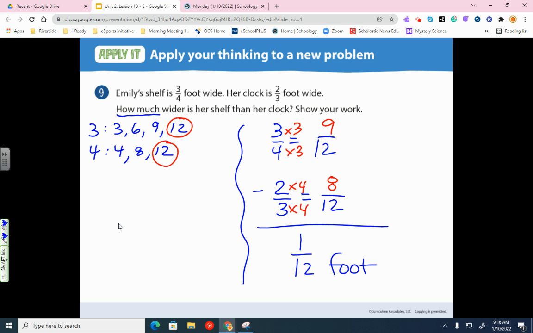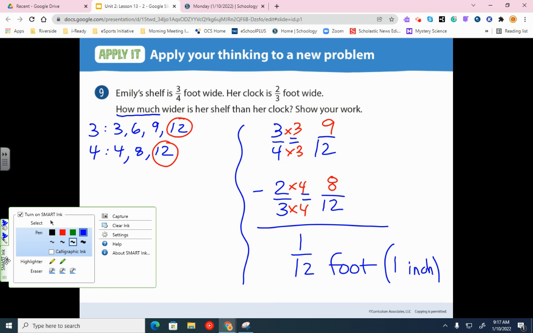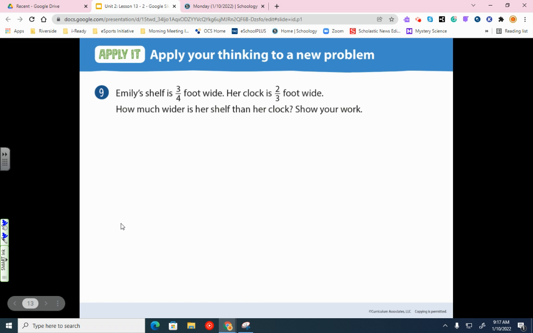And just as an aside, 1/12 of a foot is actually 1 inch because there's 12 inches in 1 foot. So as a fun fact, let's put that as 1 inch. Okay. So basically the clock can fit on the shelf, but there's not much room for anything else up there.